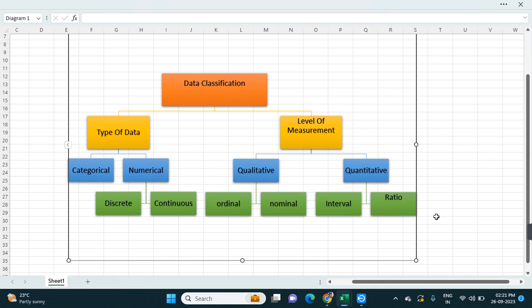Okay, in this video, let's see how the data is classified. In statistics, how is the data classified? The data is classified under two types based on the type of data and the level of measurement. Let's see the first one.